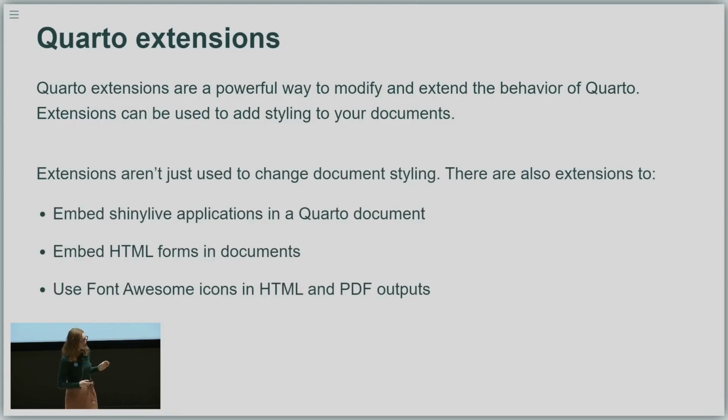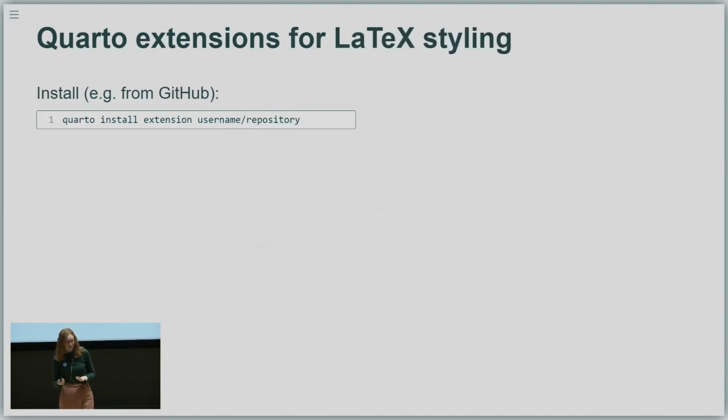I should add that extensions aren't just about styling in Quarto. There's extensions for lots of different things. So you can have extensions for adding Shiny apps within Quarto documents, HTML forms, icons, fonts, anything you like. So what do Quarto extensions look like for LaTeX styling?